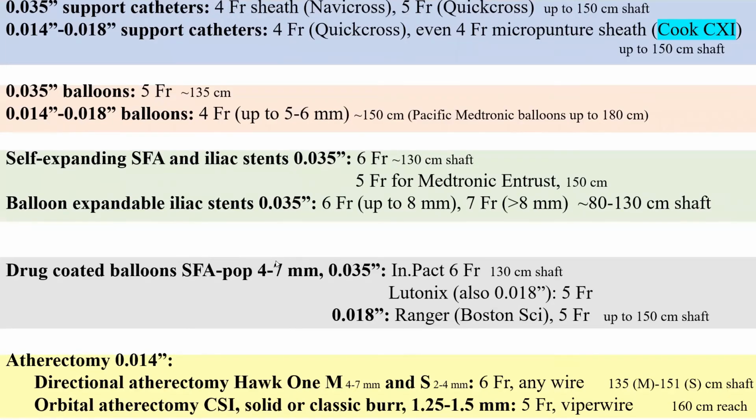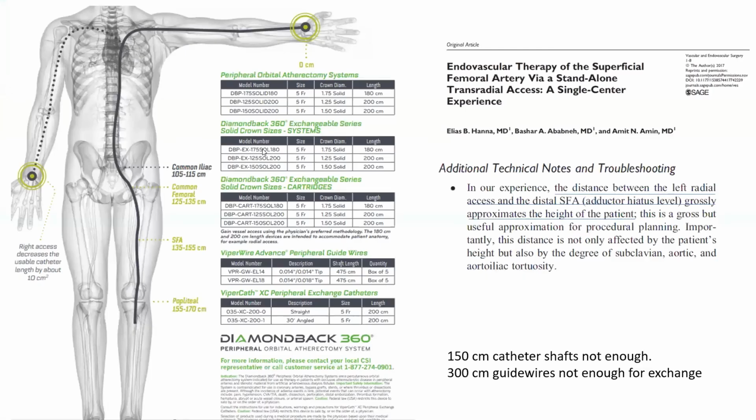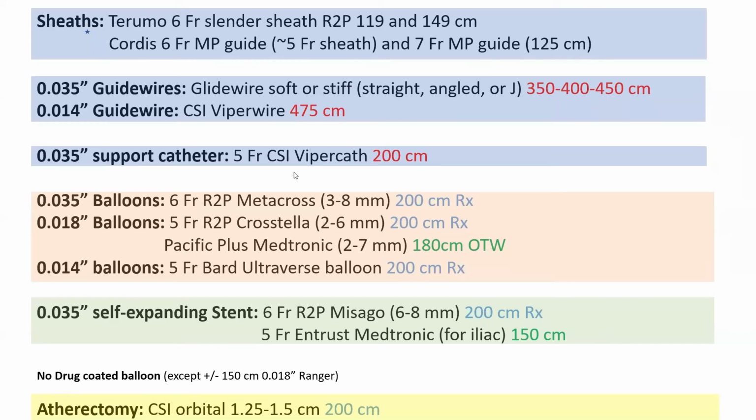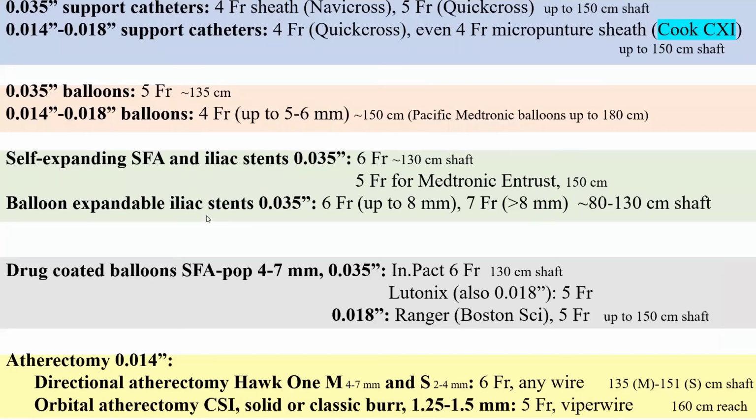So I've put together two slides for you. One is the devices we use through femoral recanalization, and another one is for the devices we use through a radial recanalization. Okay, so these are the devices we use for femoral recanalization, and again, I split them into 0.35 inch and 0.14 or 0.18 inch. And I explain which sheath those devices will go through and what the length of those devices is. Most of them, typically, are over the wire, by the way. Okay, so we have 0.35 inch support catheters.